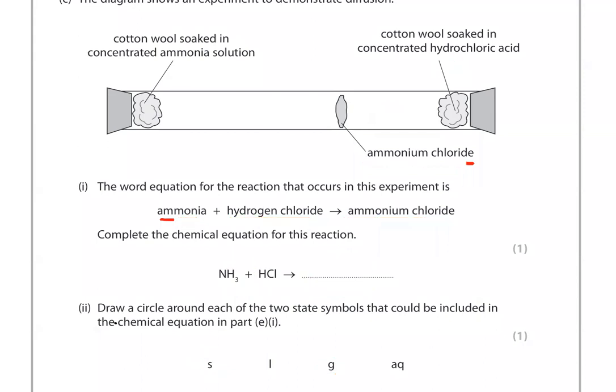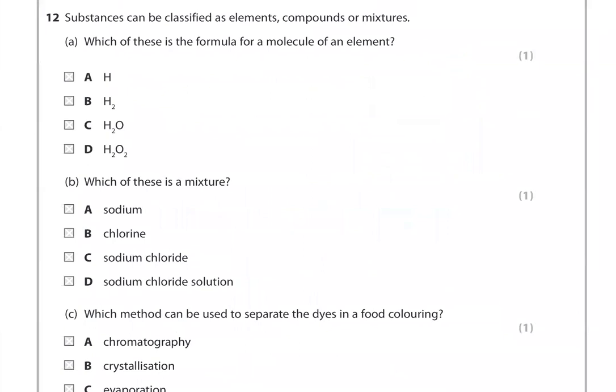Question 12. Substances can be classified as elements, compounds, or mixtures. Which of these is the formula for a molecule of an element? Hydrogen is a molecule of an element. The hydrogen at the very top is a symbol of an element. So it is B. The water molecule is only a compound, and the hydrogen peroxide molecule is only a compound. Which of these is a mixture? Sodium is an element. Chlorine is an element. Sodium chloride is a compound. Sodium chloride solution is a mixture of sodium chloride and water, so this is indeed the mixture.